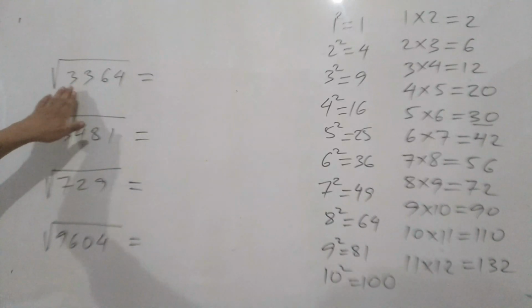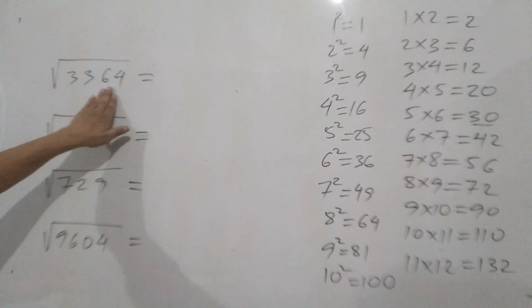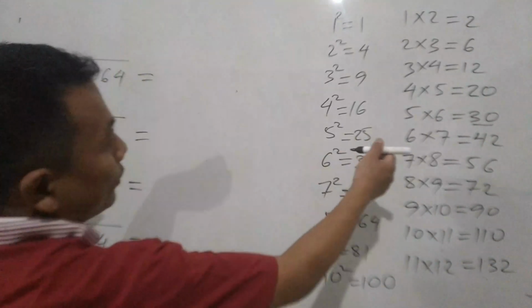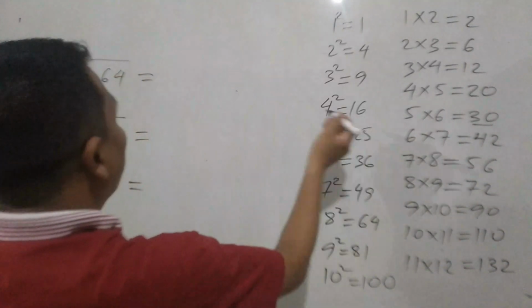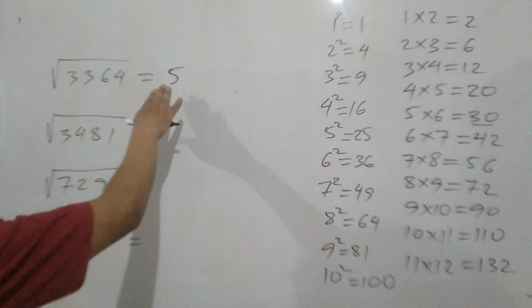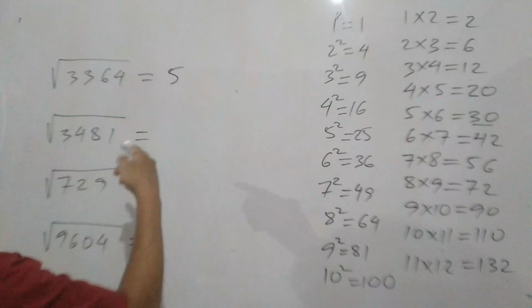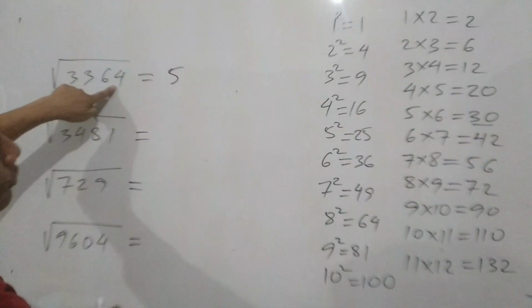What is the square root of 3364? That lies between 50 squared and 60 squared. Select 5. Now multiply 5 with the next consecutive natural number: 5 times 6 is 30. This is bigger than the number, and the unit digit is 4.